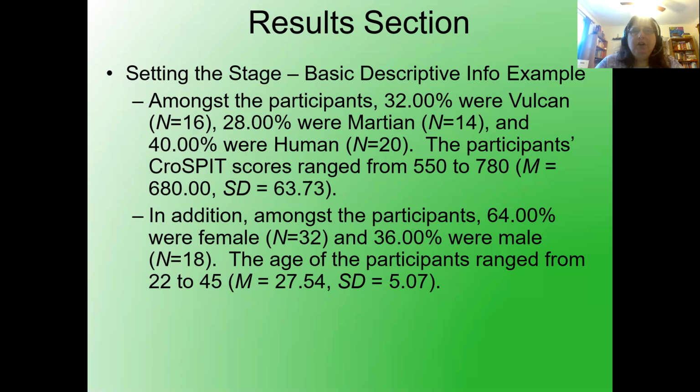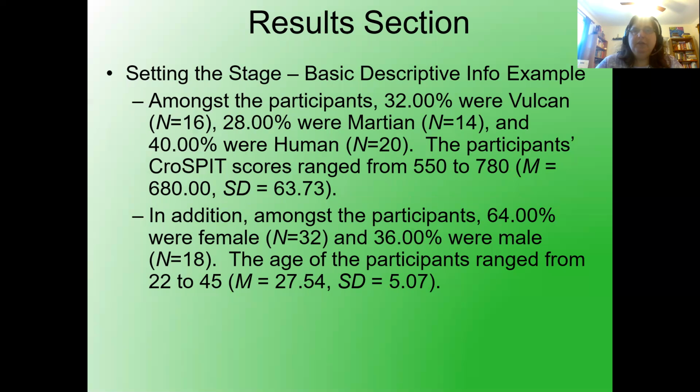All right. So amongst the participants, 32% were Vulcan, n equals 16, 28% were Martian, n equals 14, and 40% were human, n equals 20. That's the description of the independent variable. Now, your independent variable may only have two groups. That's perfectly fine. This one happened to have three. That was the independent variable.